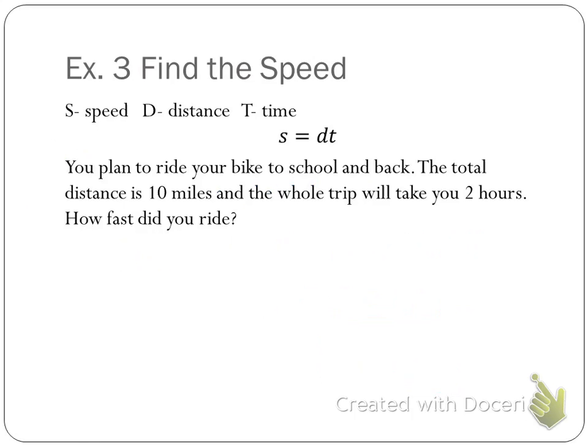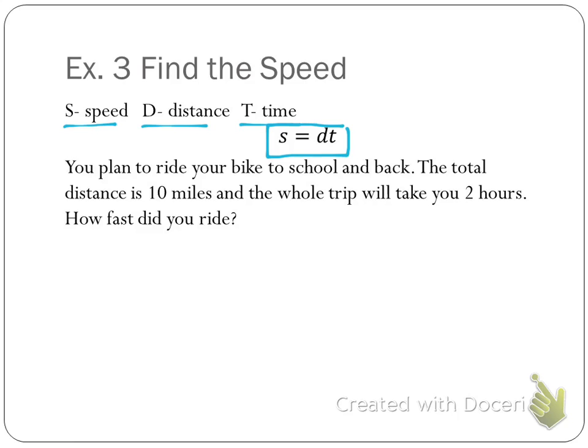Word problems can look very scary, all right, but if you break them down and ask yourself, what am I trying to find, we can make it a very simple algebra problem. So in this problem right here, they want us to find the speed. I know that S is equal to speed, D is equal to distance, and T is equal to time. This is the formula for speed right here. This is a piece of information that would be given to you in your book or on a test or whatever.